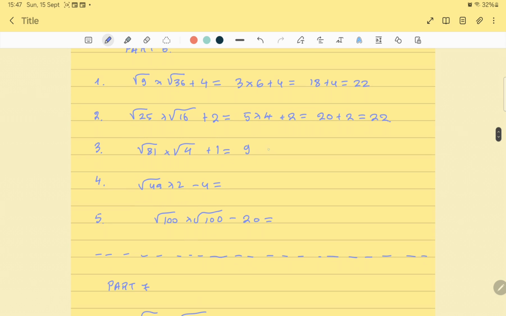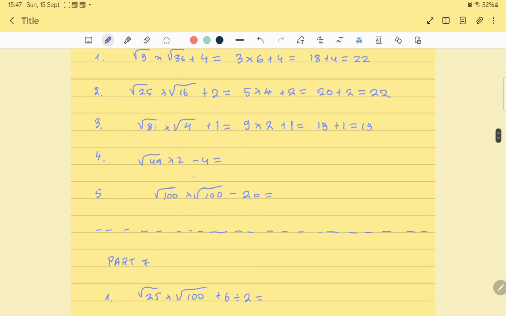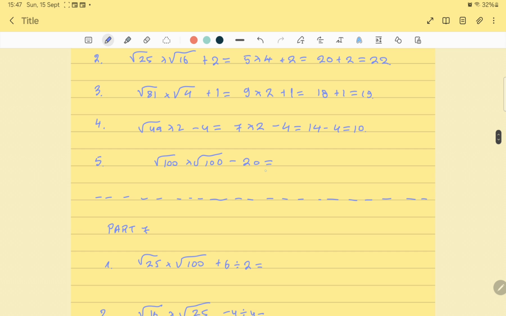Square root of 81 is 9, times square root of 4 is 2, plus 1. So this is 18 plus 1 equals 19. Then you have the square root of 49. Square root of 49 is 7, times 2, take away 4. 14 minus 4 gives me 10. You deal with the square roots, then multiplication and then subtraction. So it's 10 times 10 minus 20. 100 minus 20 is equal to 80.